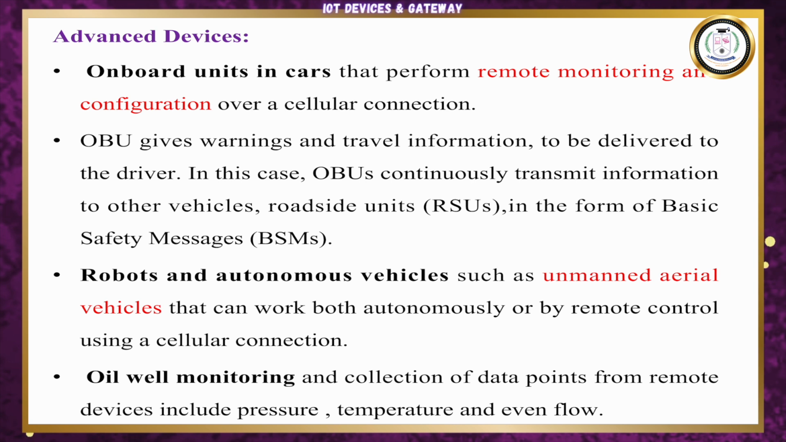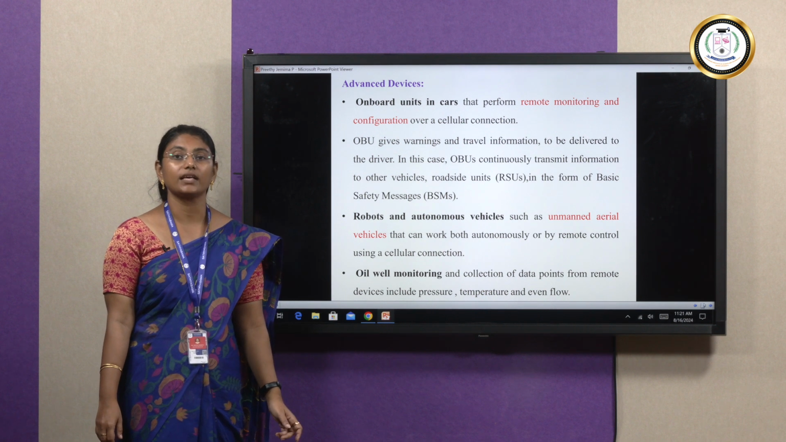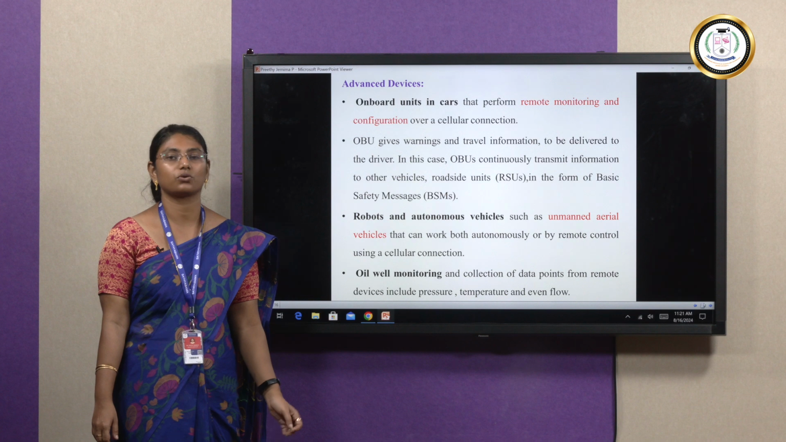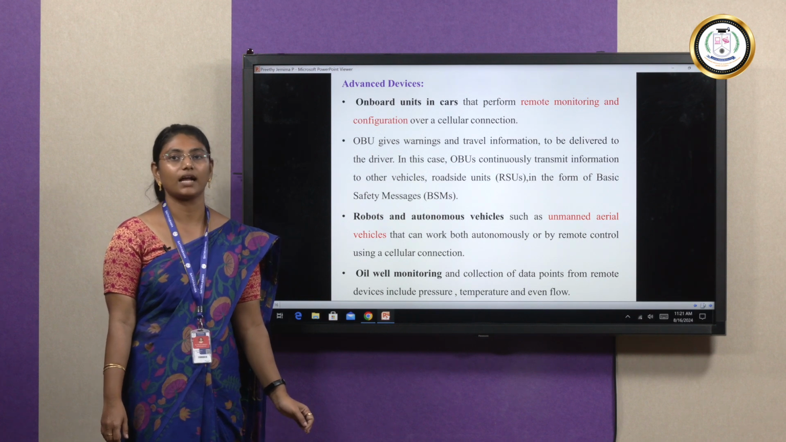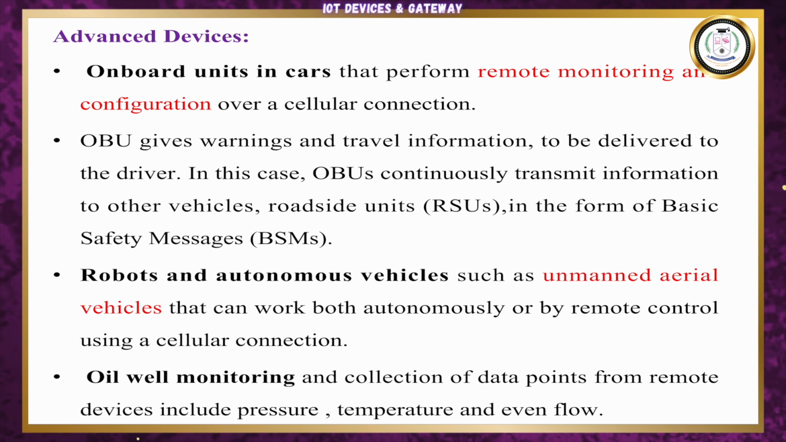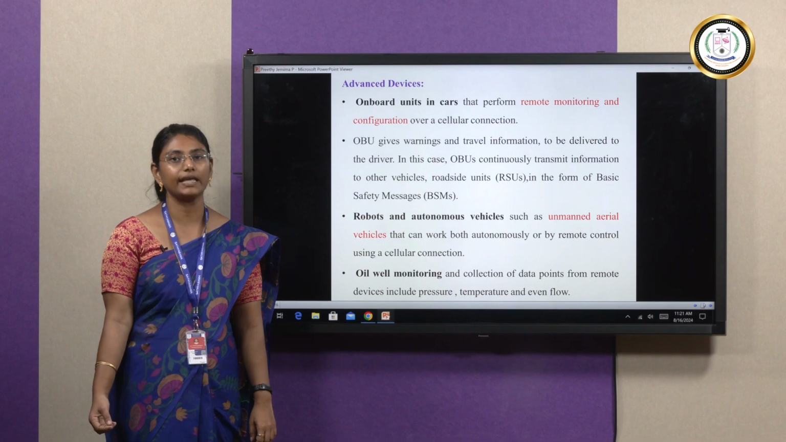Robots and autonomous vehicles. These autonomous vehicles can also be called unmanned aerial vehicles, vehicles that run without the help of a human and are remotely controlled. They also fall under the advanced devices category. Last but not least is oil well monitoring. Here you can even capture information on the temperature, air and flow of the oil inside the wells. These data are highly used and remotely controlled.